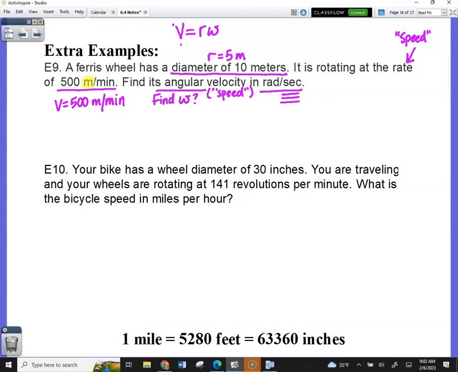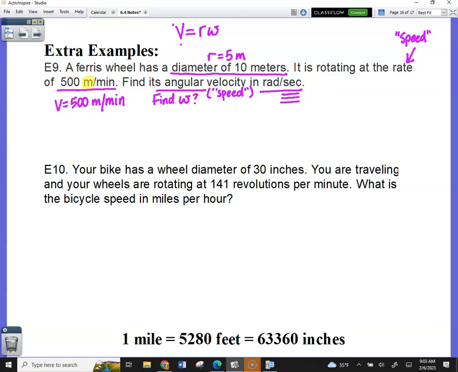What's the difference in that? What we have is in minutes. What they want is in seconds. So we'll worry about that at the end. Let's find the angular speed in terms of radians per minute, and then we'll translate that to radians per second.